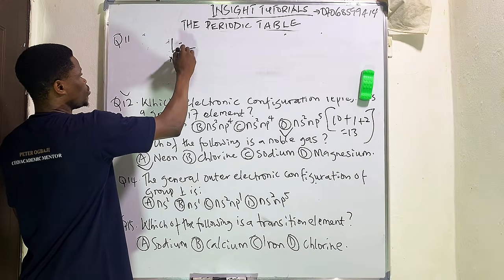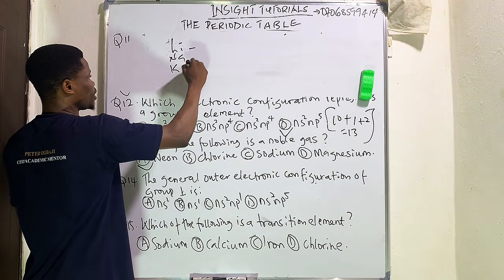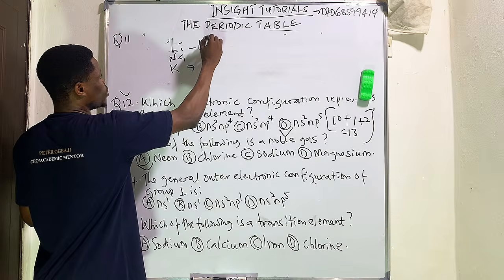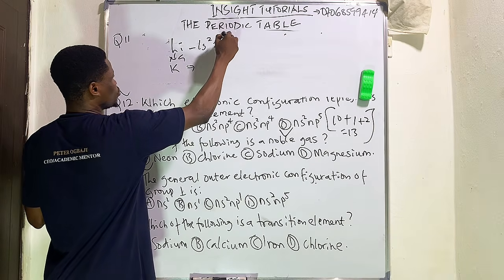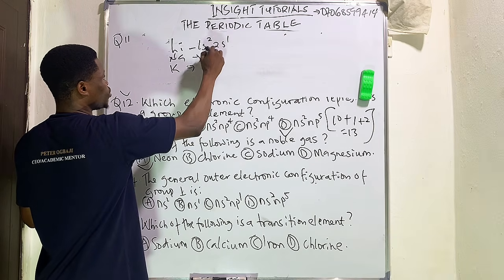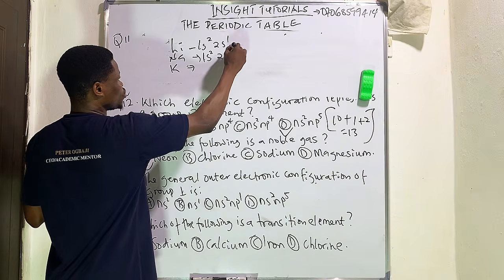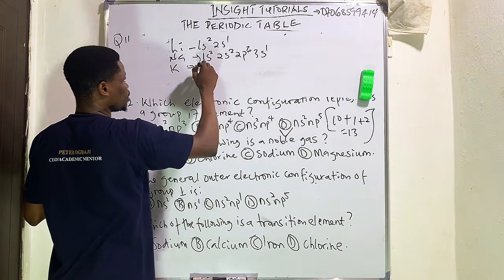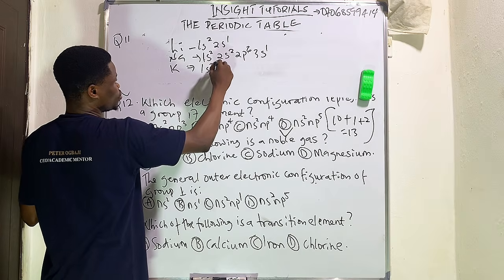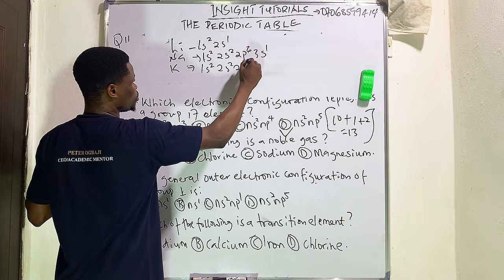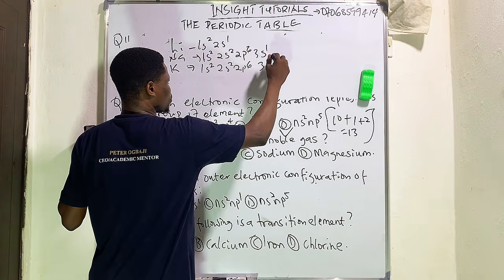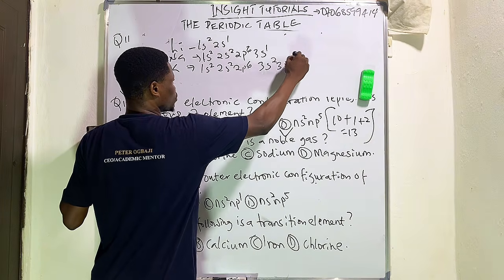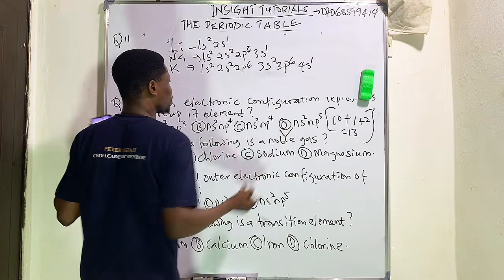We have lithium, sodium, and potassium. Lithium is 1s2, 2s1. Sodium is 1s2, 2s2, 2p6, 3s1. Potassium is 1s2, 2s2, 2p6, 3s2, 3p6, 4s1. Yes, that's correct.